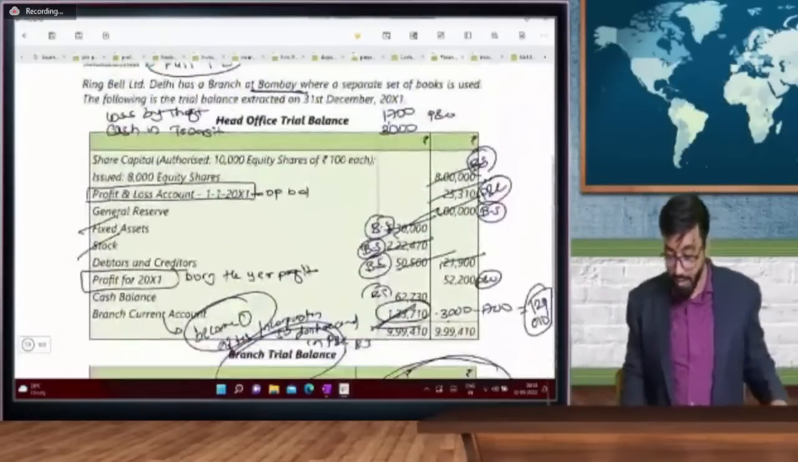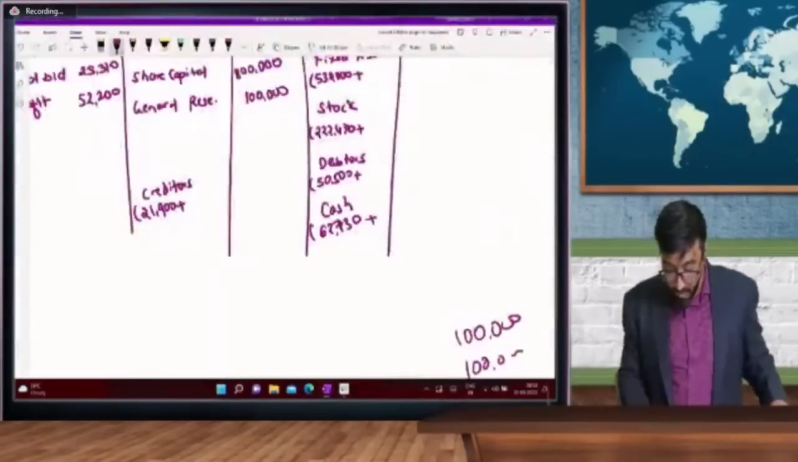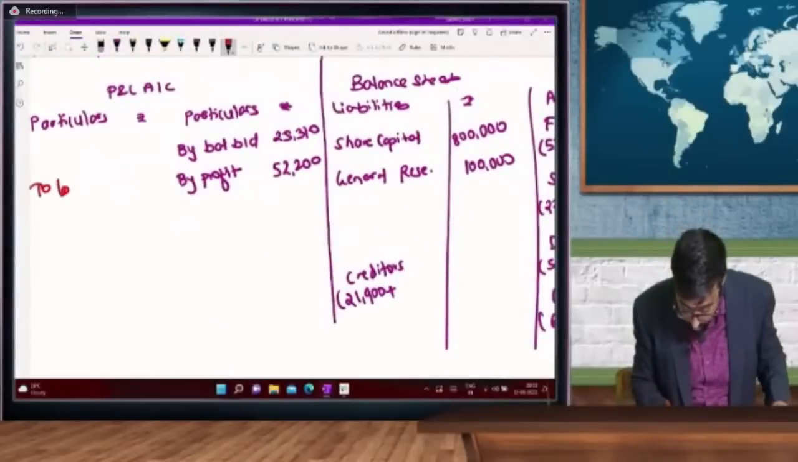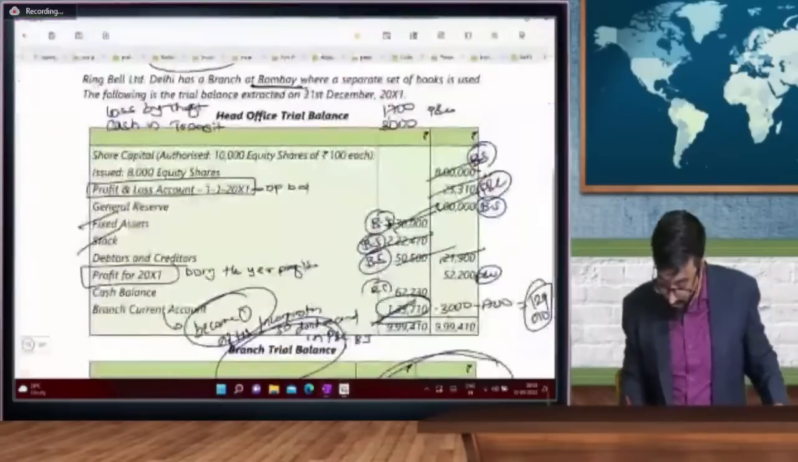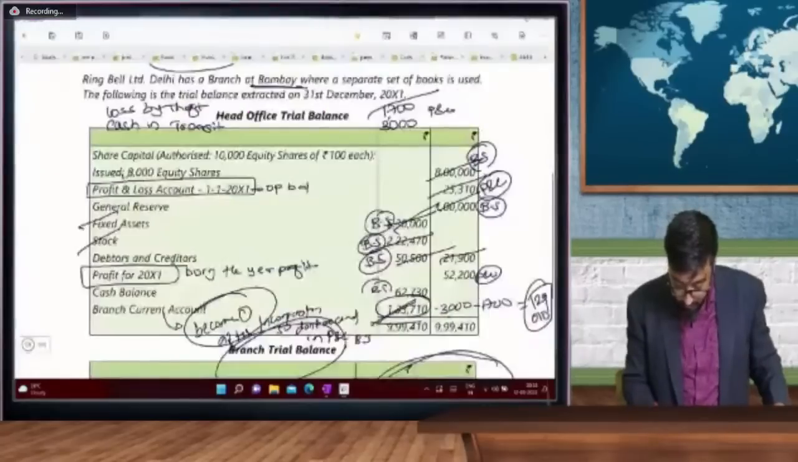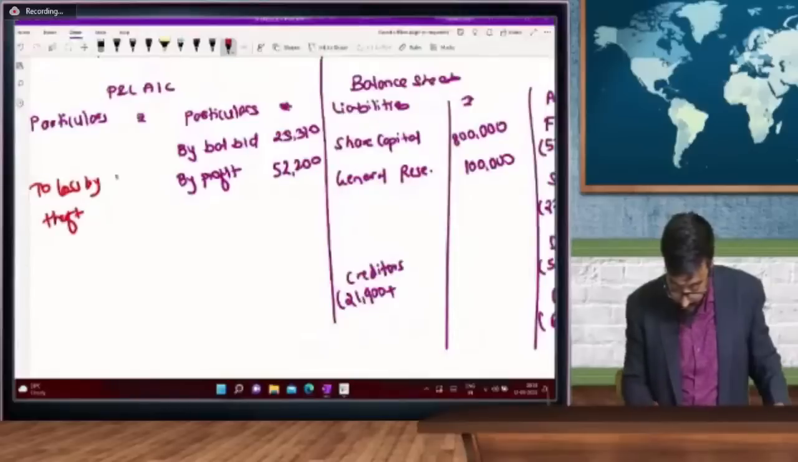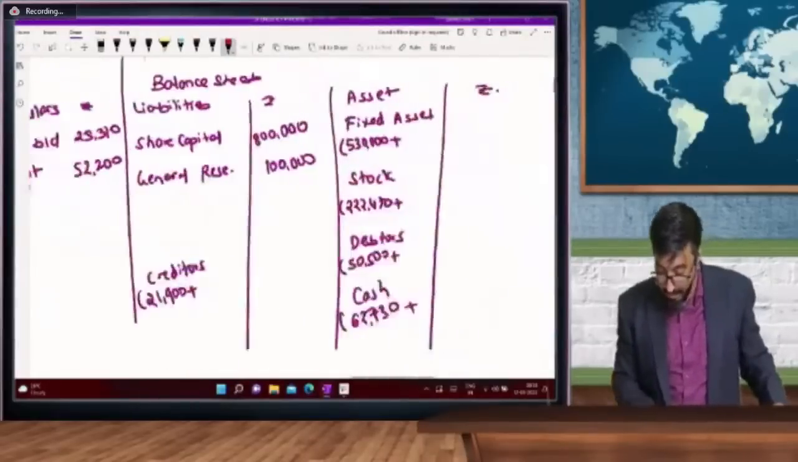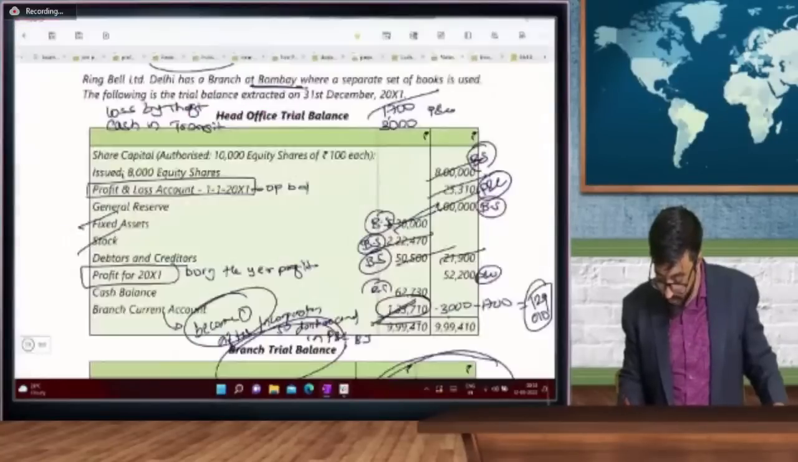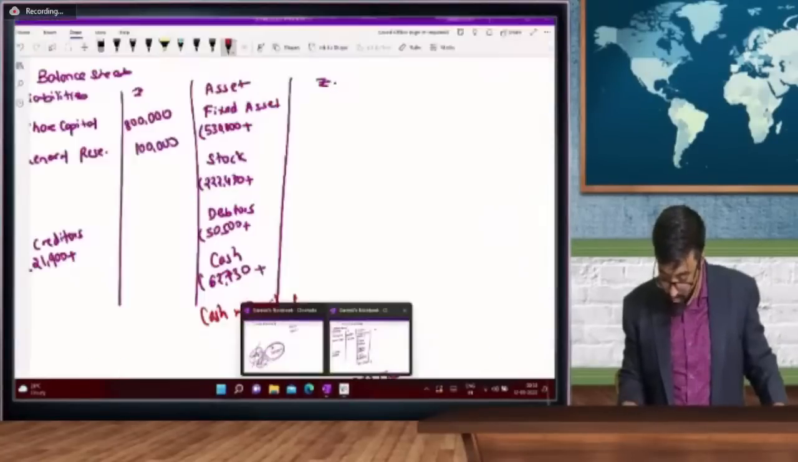Still two items are there, red pen. Loss by theft: we will record it in the profit and loss account. To loss by theft, what is the amount? 1,700, red pen in the P&L account. And cash in transit on the asset side, 3,000.